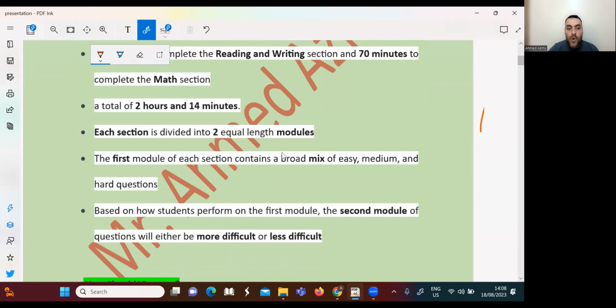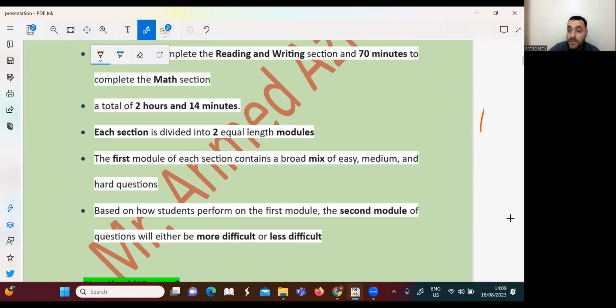When we move to the difficulty of each module, in module 1 you will have easy questions, medium questions, and hard questions. So it's a mix of difficulties. Module 2 will be based on your answer in module 1. Meaning if I answered module 1 very well, module 2 will be a little bit harder. So the difficulty of module 2 depends on your work in module 1.